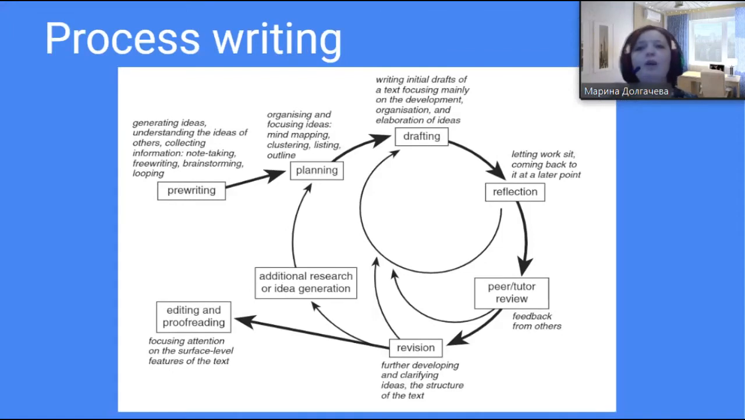And here's the moment when we are to speak about the process writing approach. It can be kind of complicated if you take a look at the picture, but we are going to speak about that in more detail, what we mean by process writing approach and what stages it includes.